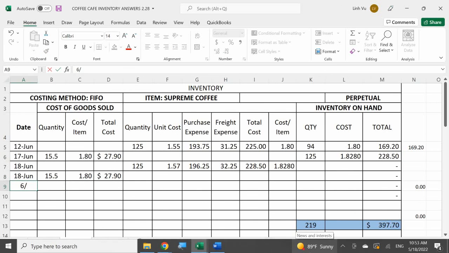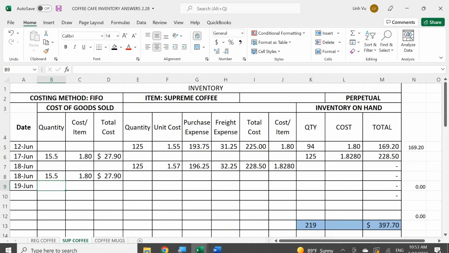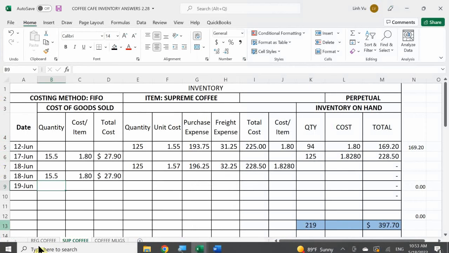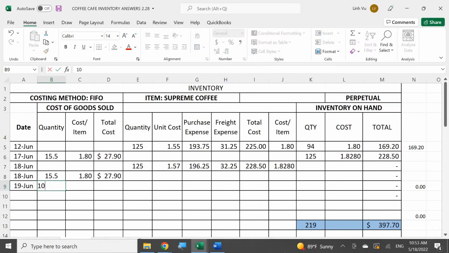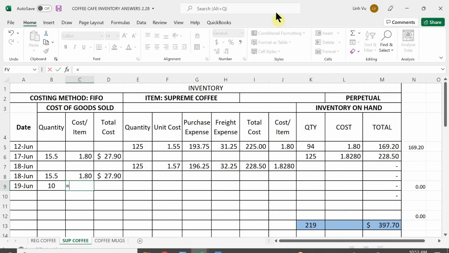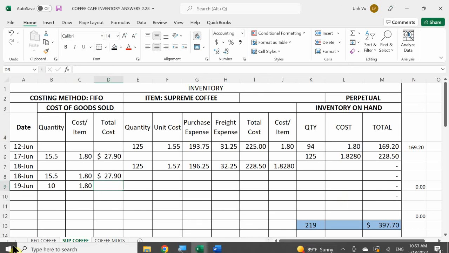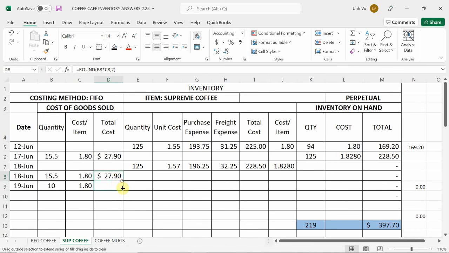Almost done here. Okay. How many pounds did I sell of Supreme coffee? We sold 10. FIFO. Which batch of inventory am I going to sell from first? The 94 pounds, right, at $1.80. So in this case, how much is going to be my total that I sold? It's going to be $18.